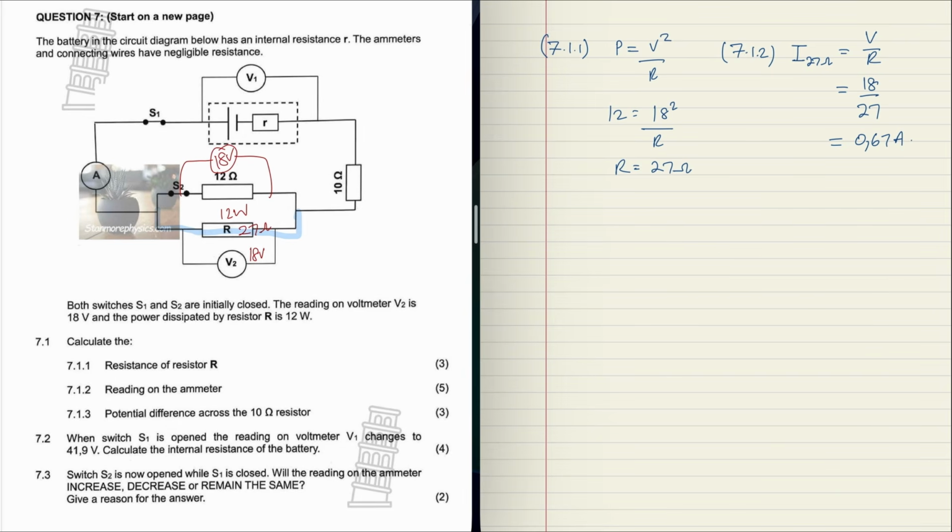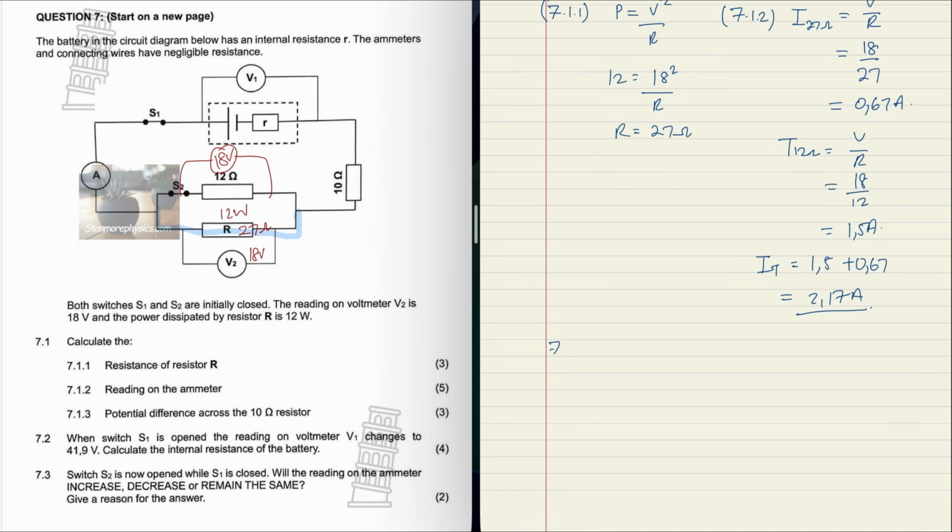So here, the current through the 12 ohm resistor is going to be V over R as well. 18 divided by 12 is 1.5. So the total I is going to equal 1.5 plus 0.67, which is equal to 2.17 amperes. Done.